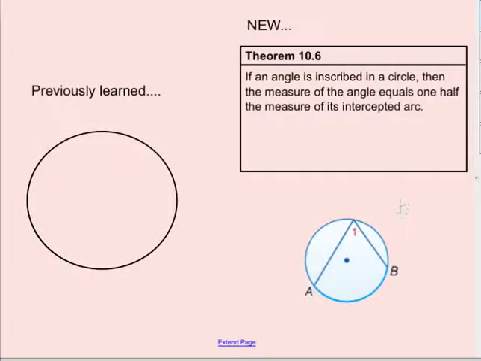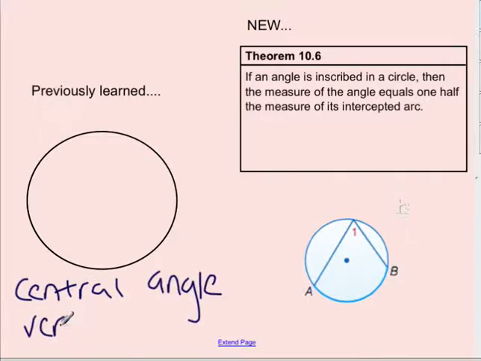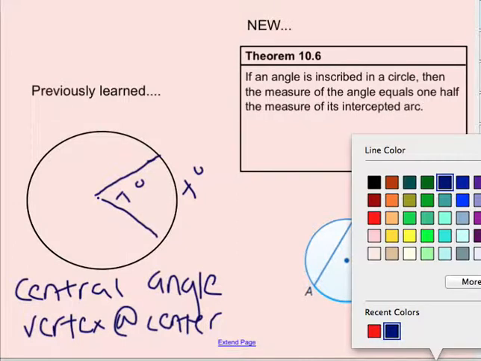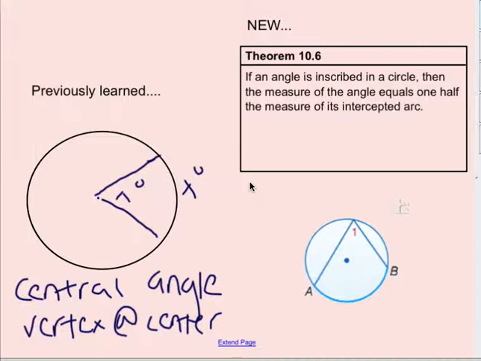Let's remember what we previously learned. We learned about a central angle. Central angles have the vertex at the center. So here's the center of our circle, and then we had our vertex at it, and then our angle going out. Well, if this was x degrees, then the degree measure of our arc was also x degrees. Now, that's not true for inscribed angles. That's different here. If the angle is an inscribed angle, then the measure of the angle equals 1/2 the measure of its intercepted arc.